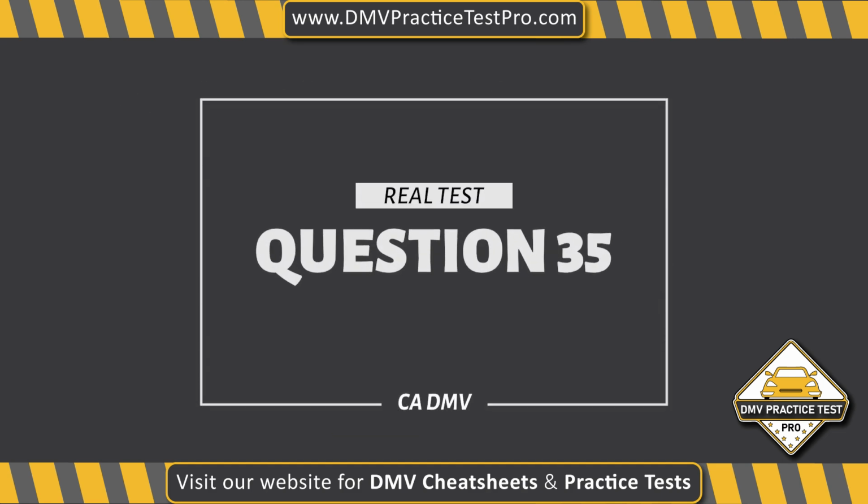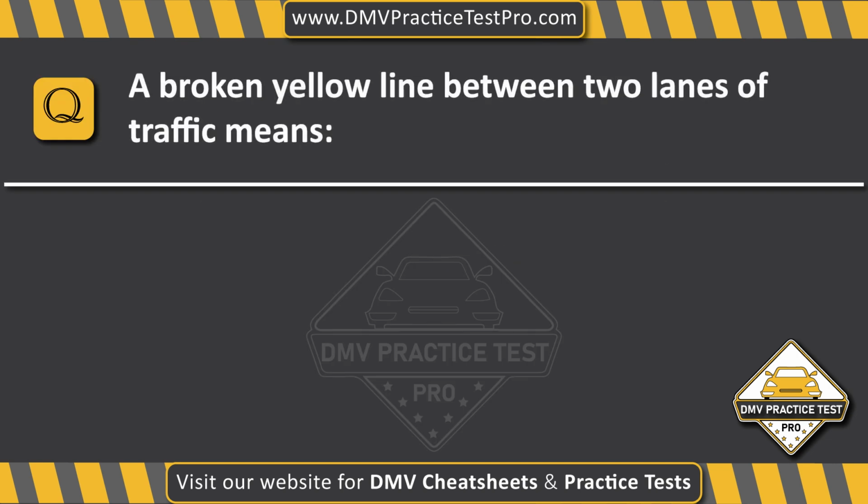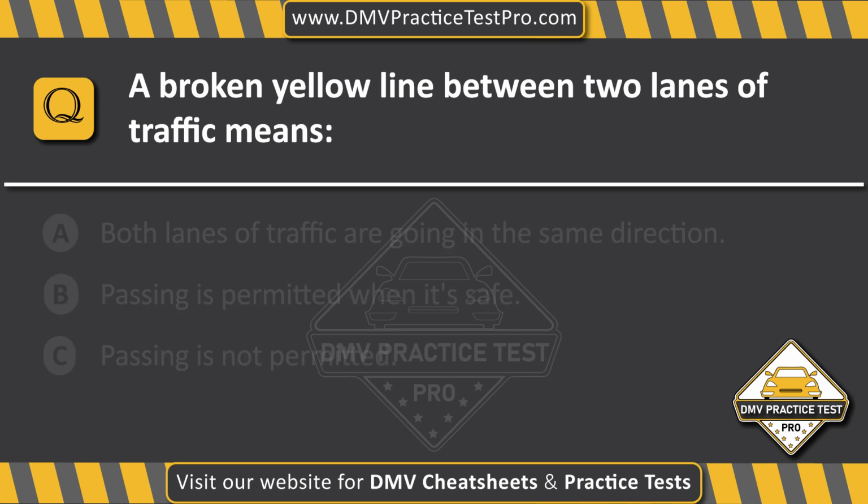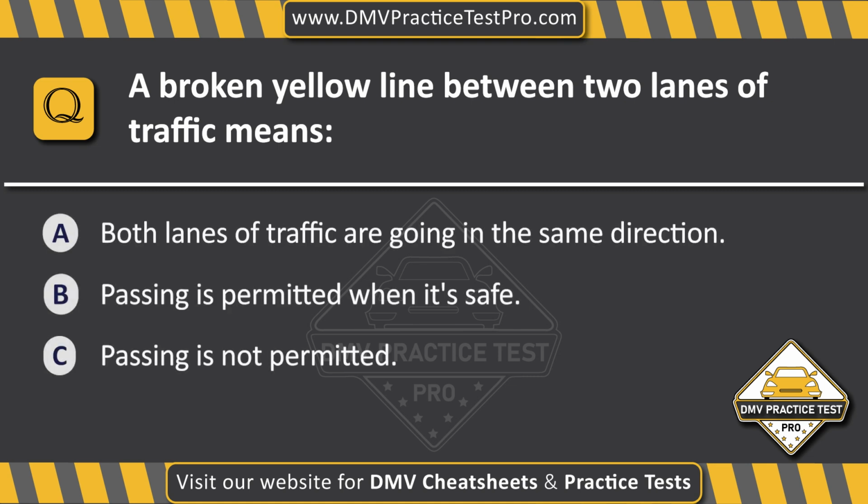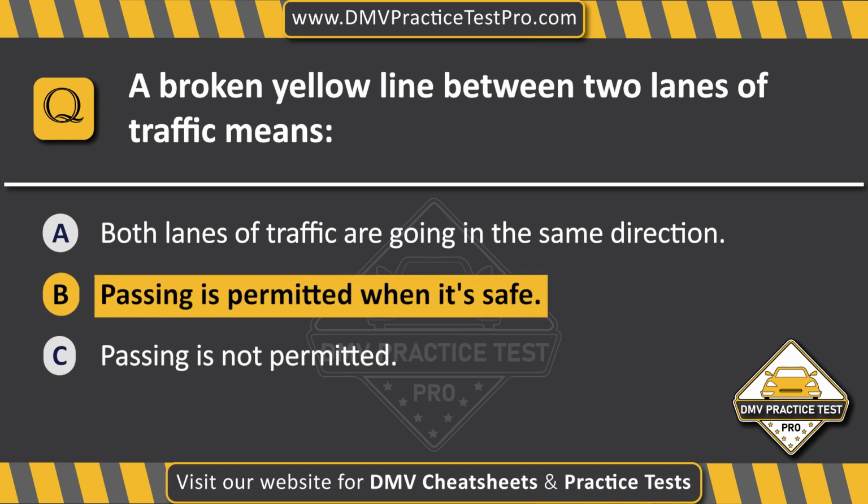Question 35. A broken yellow line between two lanes of traffic means: Option A. Both lanes of traffic are going in the same direction. Option B. Passing is permitted when it's safe. Option C. Passing is not permitted. The correct answer is Option B. Passing is permitted when it's safe.